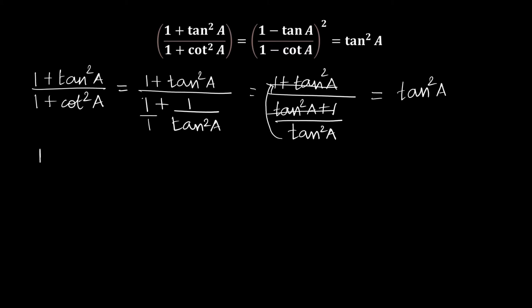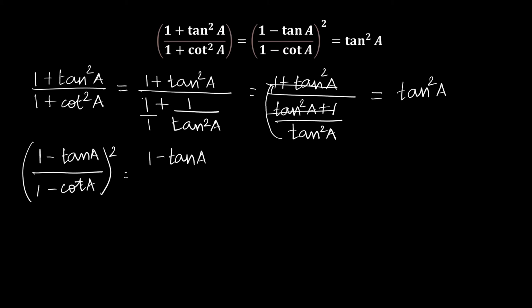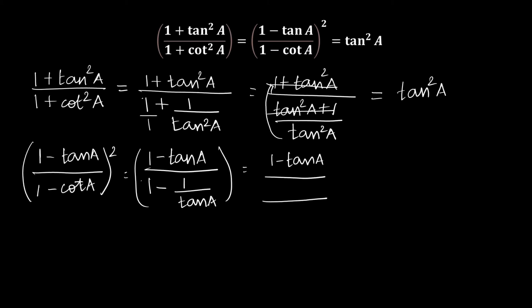Now I am going to take ((1 − tan A)/(1 − cot A))². The numerator 1 − tan A will be as such, and as I said, I'm going to write cot A as 1 by tan A. For the denominator I'm going to take the LCM, which is tan A, and when you cross multiply you will get tan A − 1.